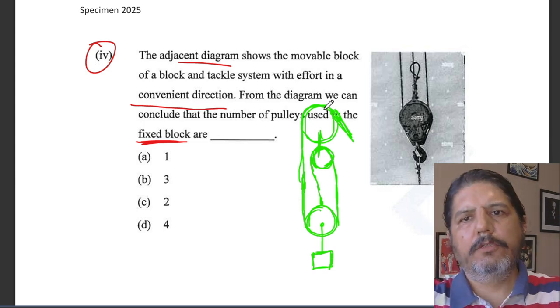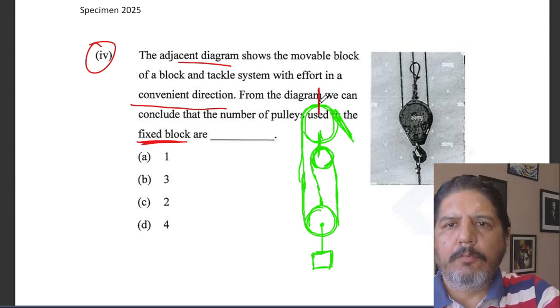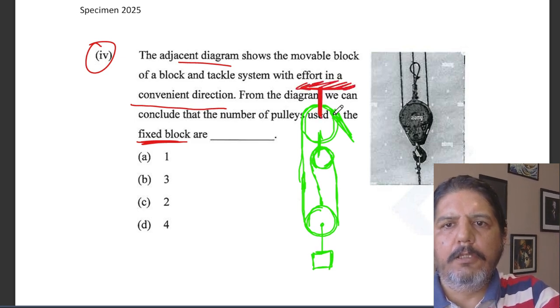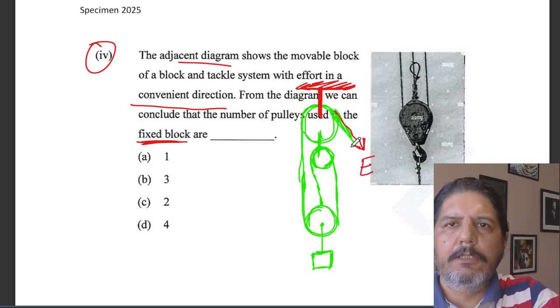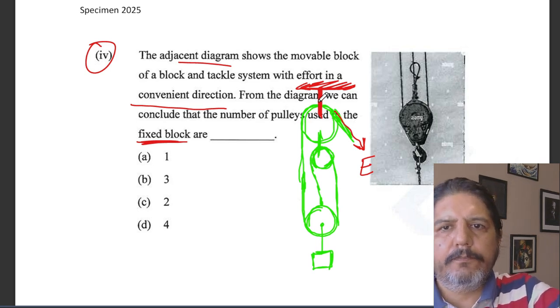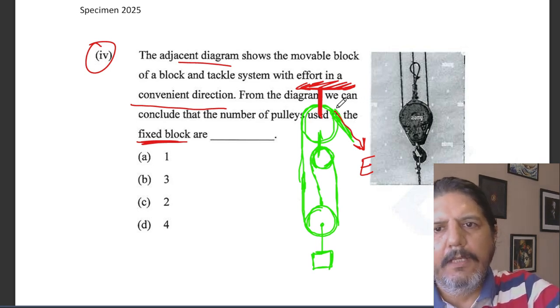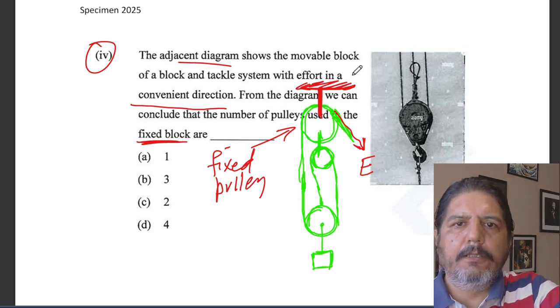So there are few words which I'll spend some time to discuss. So in a block and tackle system, the above, this is a fixed part. When the rope is done like this and the effort is put like this, then this is what is called a convenient direction. Then this would be called the fixed part, fixed pulley, fixed pulley.